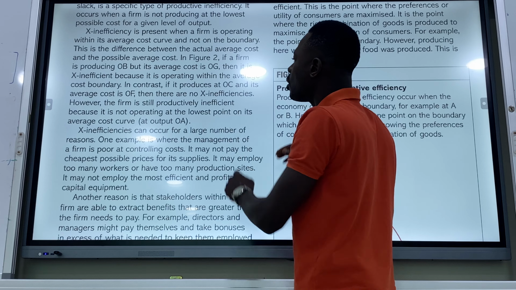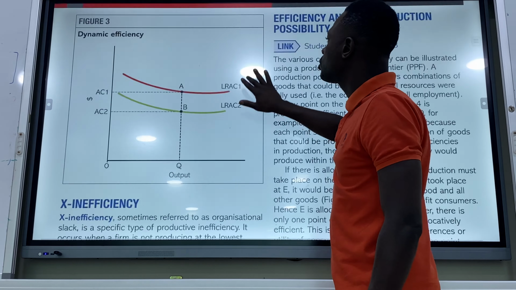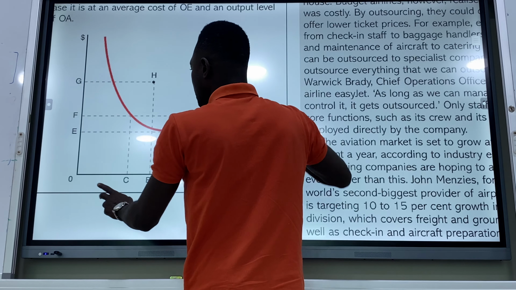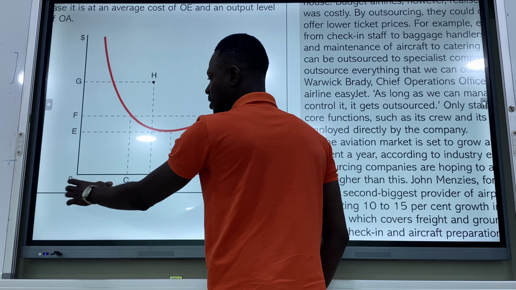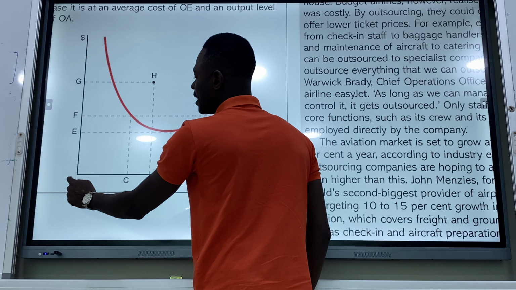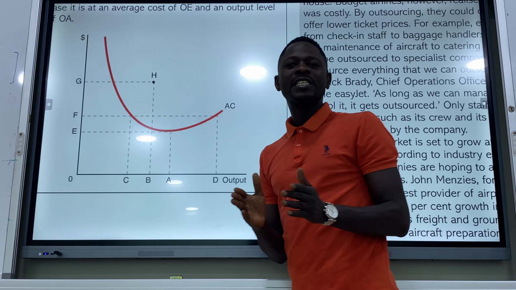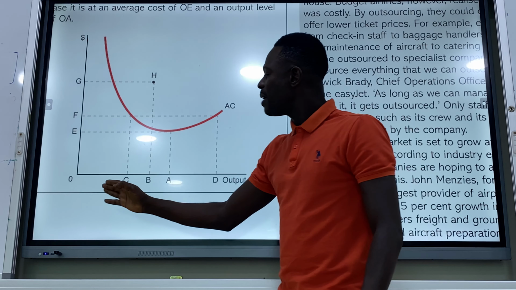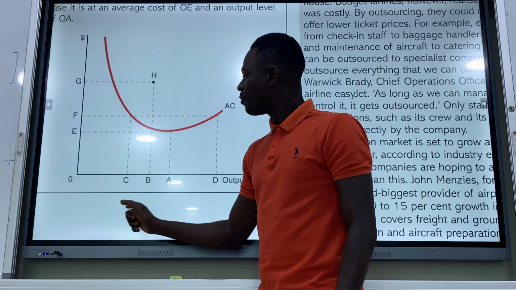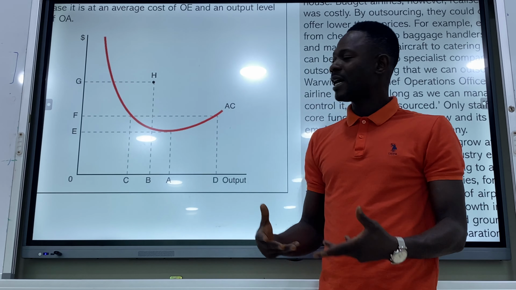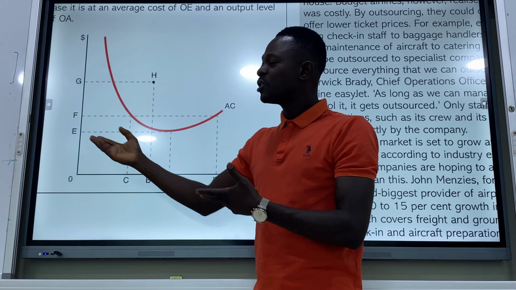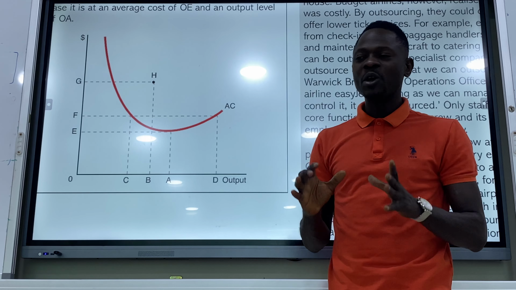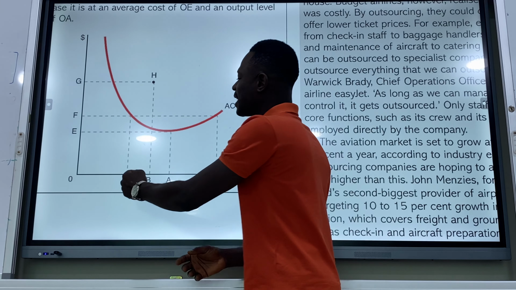If the firm is operating at OC and the average cost is OF, so we go to OC and OF. The firm is producing at OC and its cost is at OF. There's no X-inefficiency. Why is there no X-inefficiency? Because the firm is producing the lowest output, and for the lowest output, it is expected that the cost of production is actually going to increase. So at OC, OF, there's no X-inefficiency because the firm is operating at its lowest output.